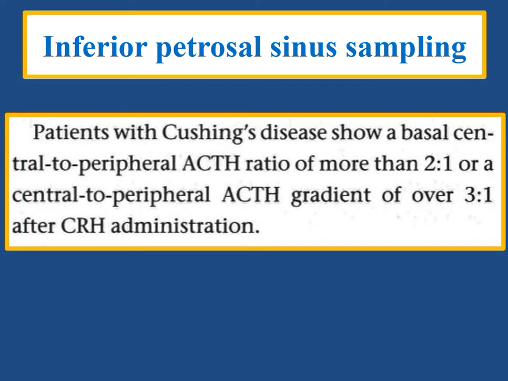Patients with Cushing disease show a basal central to peripheral ACTH ratio of more than 2 to 1, and this central to peripheral ACTH gradient becomes over 3 to 1 in case of CRH administration.